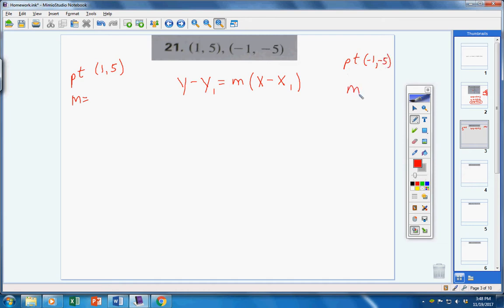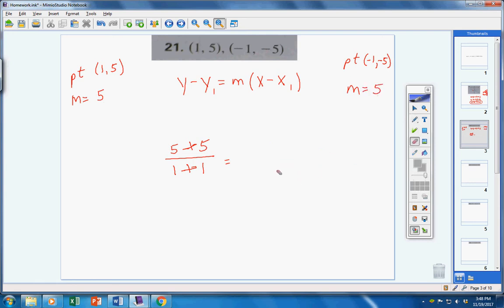Okay, now my slope, of course, would be y minus y over x minus x. So this would be a positive 5, so positive 10. This would be a positive 1, so a positive 2 gives us a positive 5. So my slope is 5.